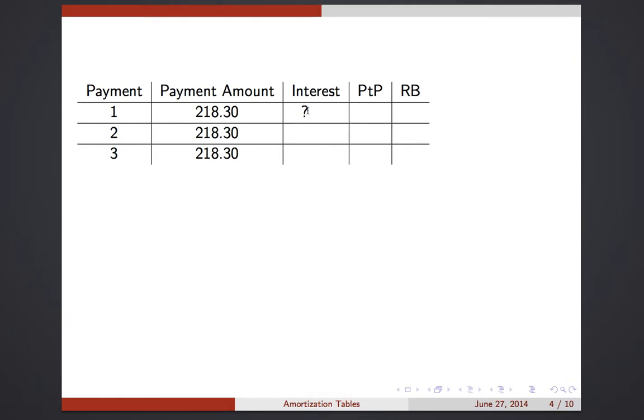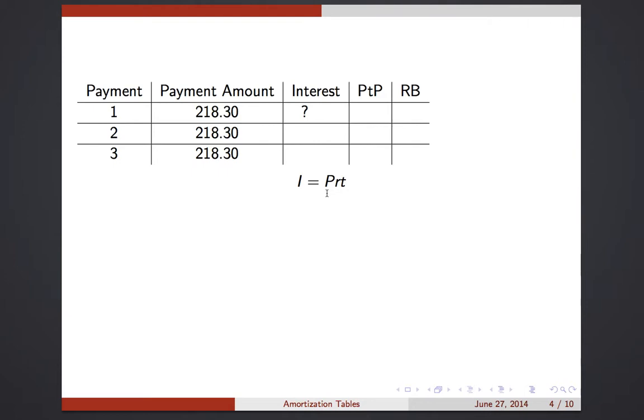Let's ask ourselves, how much interest do I owe from my first payment? So when you write your first check to the bank, how much of that money will the bank simply keep, and how much of it will do you some good? To calculate interest, you just use the simple interest formula. So interest is PRT, but you have to keep track of exactly what these letters mean.